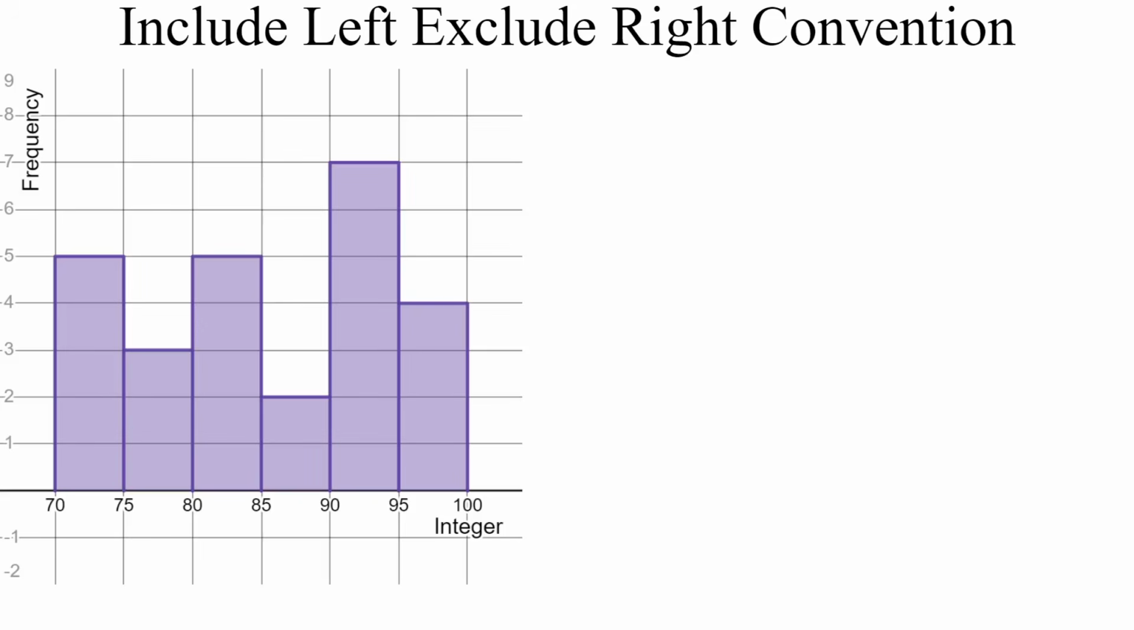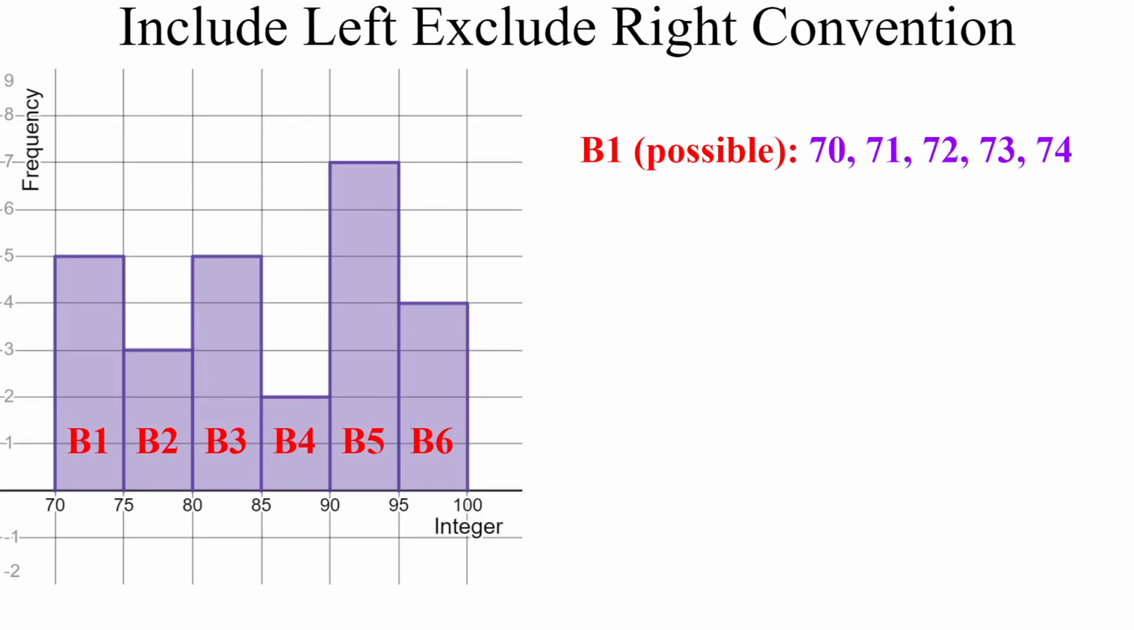So that's where this comes in. Let's label these boxes 1 through 6. Box 1, we include the left, exclude the right. So box 1 could have 70, 71, 72, 73, 74, and then we exclude the right side, so 75.